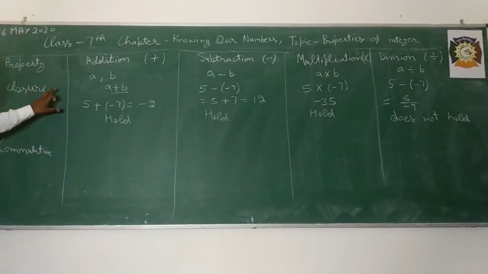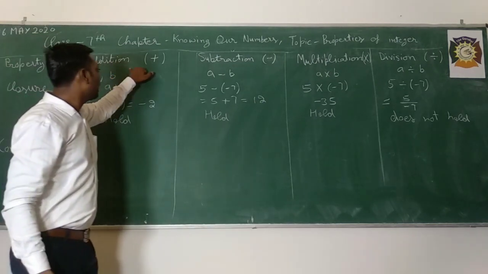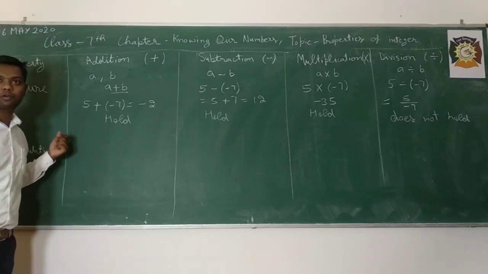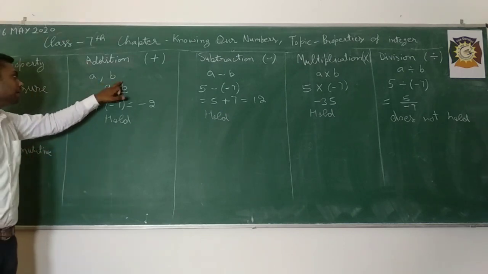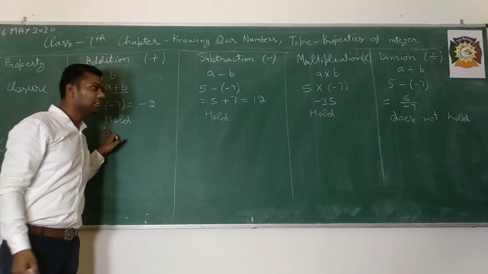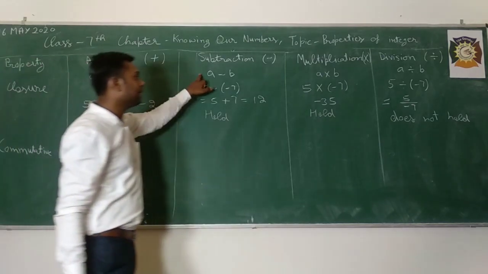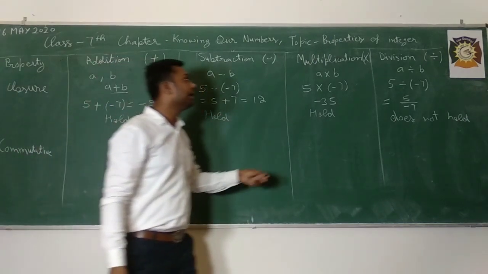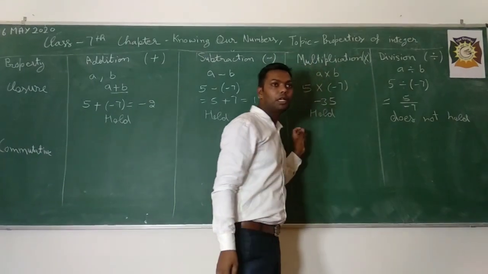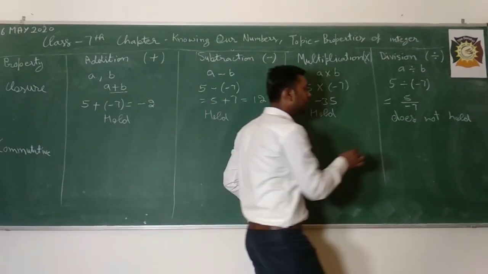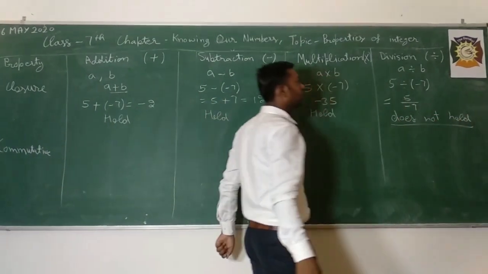Let me remind you. Closure property: we take any two integers, then operate addition, subtraction, multiplication or division. If we get an integer, then we say that the closure property holds. If a and b are two integers and we add them and get an integer, we say that the closure property holds. If we subtract them and get an integer, then the closure property holds in subtraction. And if we take two integers a and b, multiply both, and get an integer, then the closure property holds. But remember, the closure property doesn't hold in division.